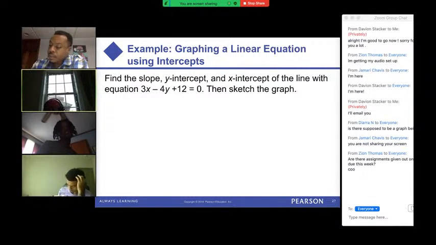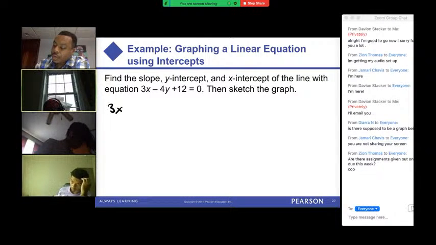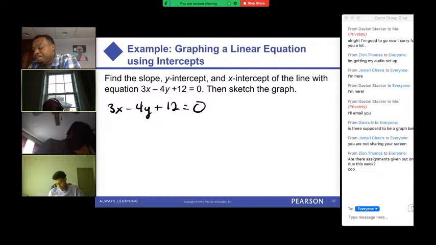Okay. So let me start by getting a copy of the original. 3x minus 4y plus 12 equals 0, right? If we want the slope, y-intercept, and x-intercept, my first mind says let's go ahead and solve for y. All right, let's just go ahead and solve for y.